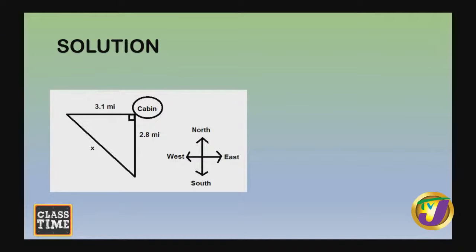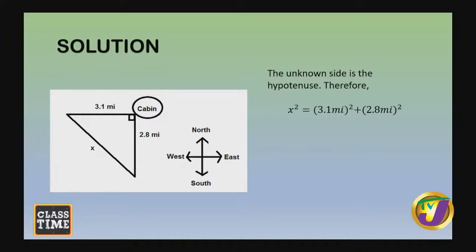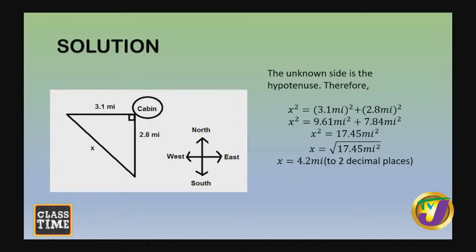Okay, so the unknown is the hypotenuse, as we said. So here we have it. When we actually do this, we find all of this is 17.45 miles squared. So the shortest distance here would be 4.2 miles, and this is to 2 decimal places.